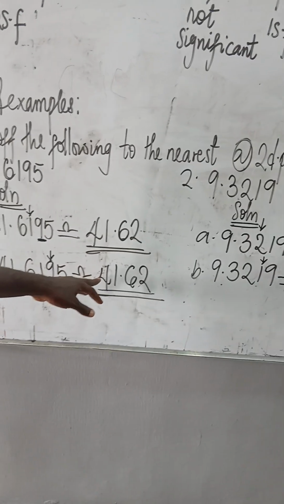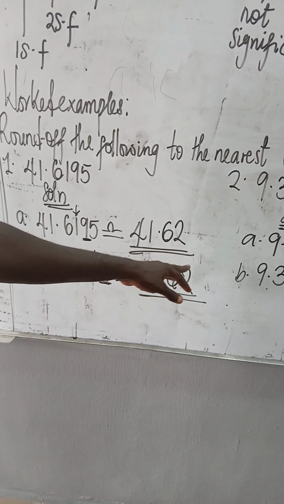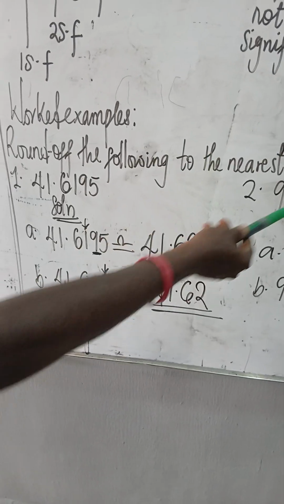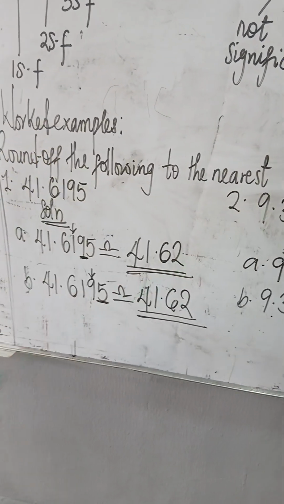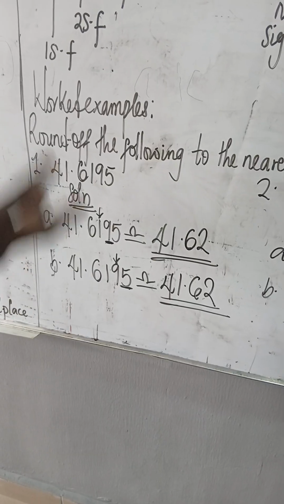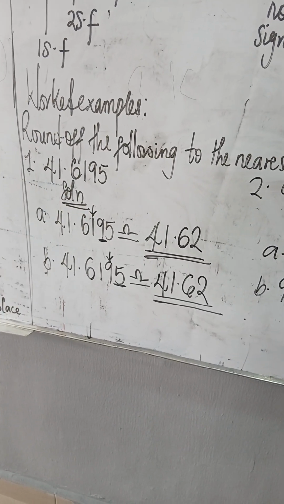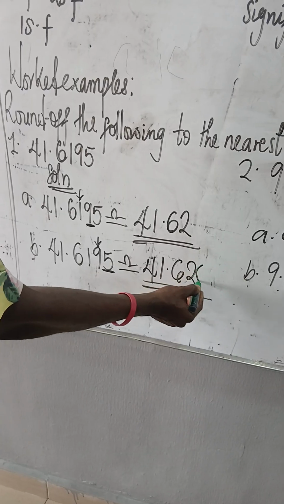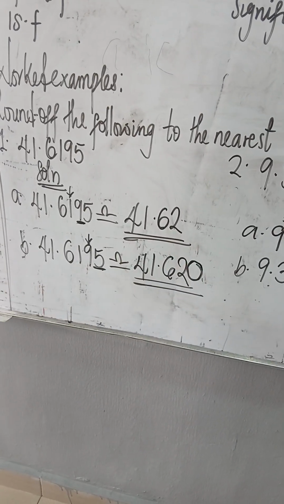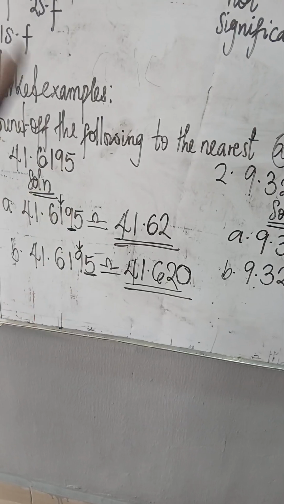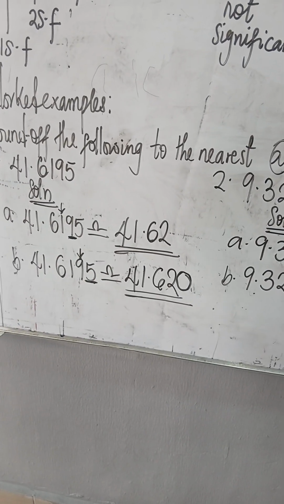So we have 41.62. But the question here is to round it off to 3 decimal places, and 3 decimal places signifies 3 values after the decimal point. So we can add a 0 to make that expression have 3 values after the decimal point.